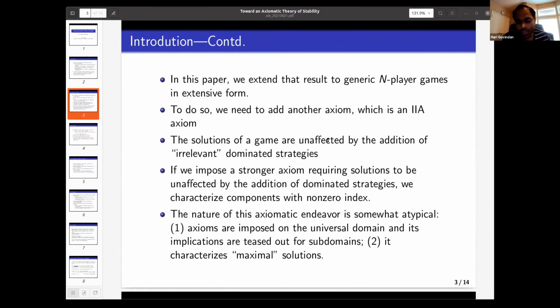Given that, all we can say is we can characterize maximal solution concepts, which is to say any solution concept that satisfies these axioms must be selecting from these solutions. And the maximal one, of course, is what I'm going to describe. So in those two senses, this approach is somewhat different from a typical axiomatization of solutions.